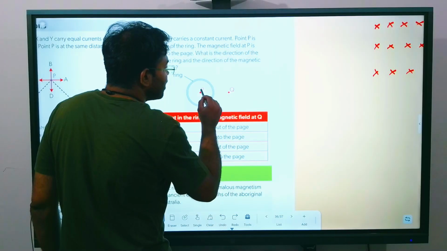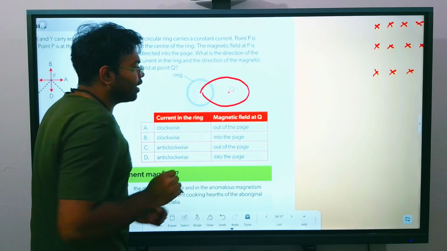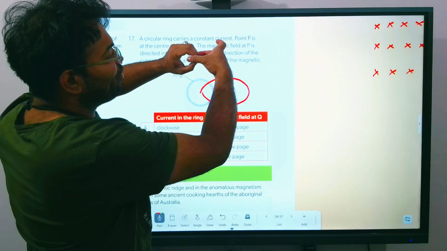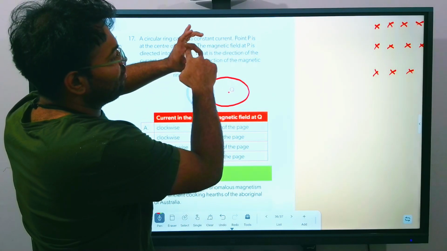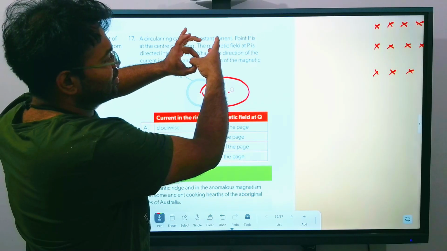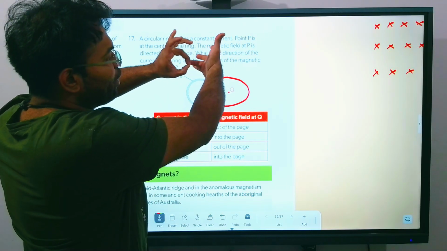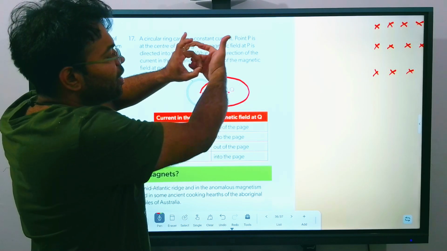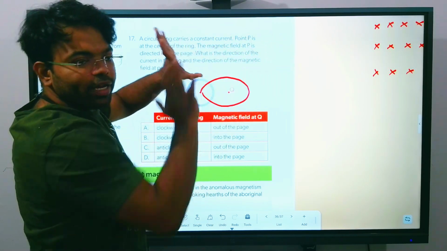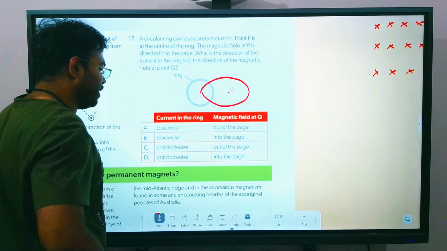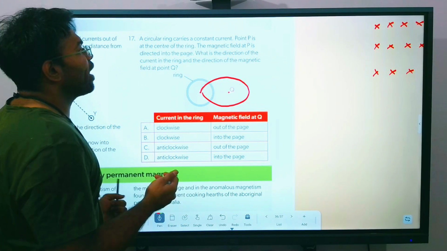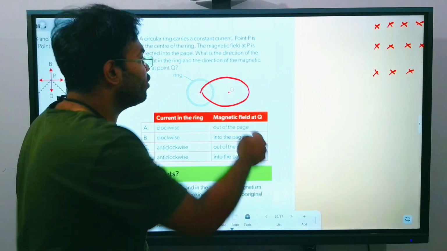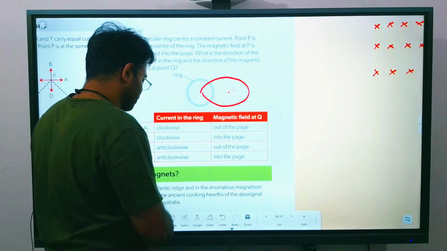So if it is inwards, then it will form a loop like this. If this is inwards, then you will have the magnetic field like this. If this is the loop, then the magnetic field will be like this. It is going inside, and at the point Q, it is coming outside. Magnetic field is coming out, going in, coming out, going in. Understood? That's what's happening here. So Q will have a magnetic field outside. It will be coming outside towards you.